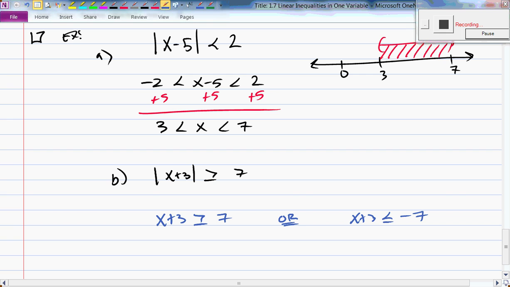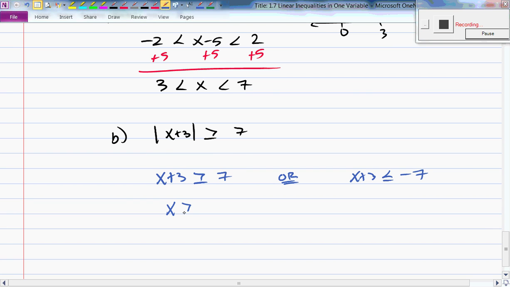That's the proper setup, and this is going to produce two separate regions which will combine into a graph at the end. All right, so this means x is going to be greater than or equal to what? 4, right? Or x is going to be what? Less than or equal to -10.